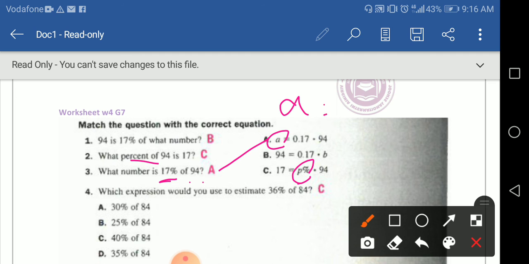What number is 17%? It means 0.17 of here 94, and we have here the multiplication. It means here the point, it's not a decimal, this point means multiply.